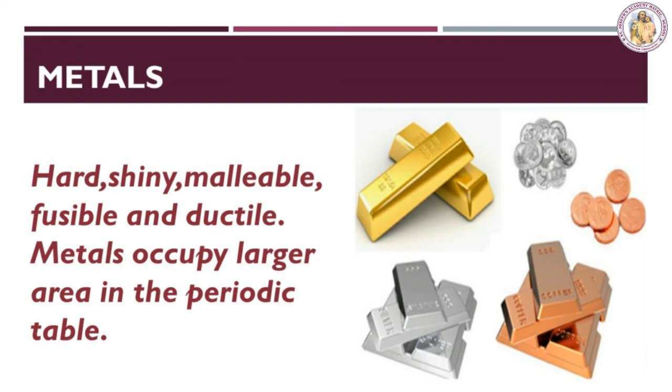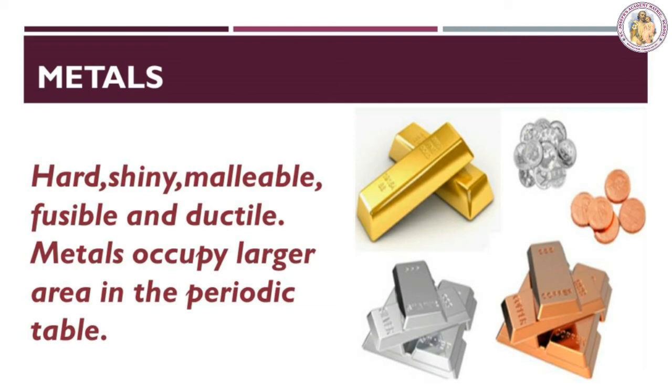Metals are typically hard, shiny, and malleable. They can be made into sheets, and are ductile. Ductile means can be drawn into wire. These metals have good electrical and thermal conductivity. Except mercury, most of the metals are solids at room temperature.